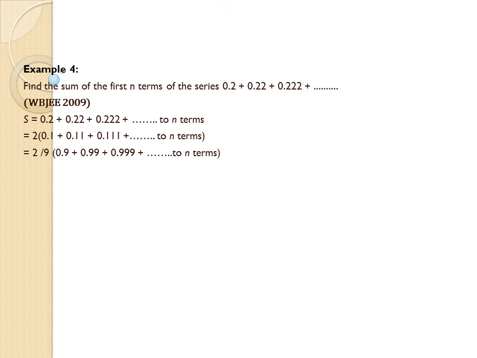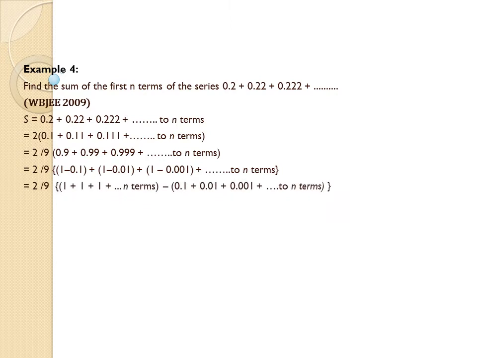Sometimes the problem comes with 0.7 plus 0.77 plus 0.777. In this way this problem comes. This is a typical problem. Next one is just 2 by 9, then 0.9 I will write as 1 minus 0.1. 0.99 I will write 1 minus 0.01. 0.999 I will write 1 minus 0.001. In this way till n terms.